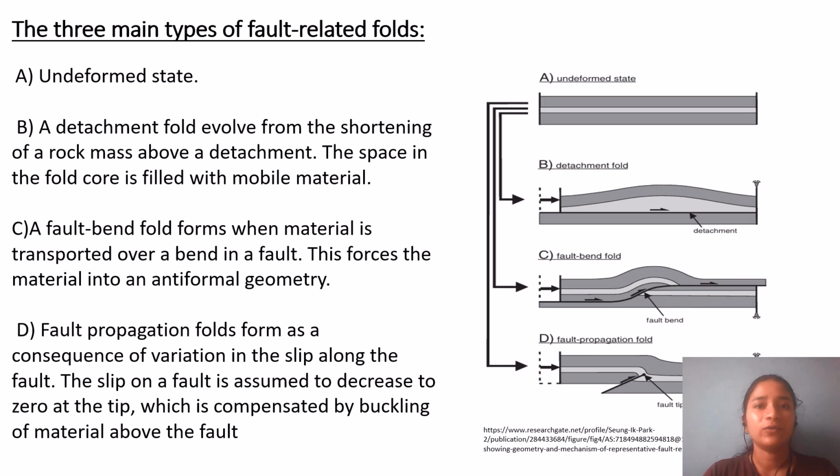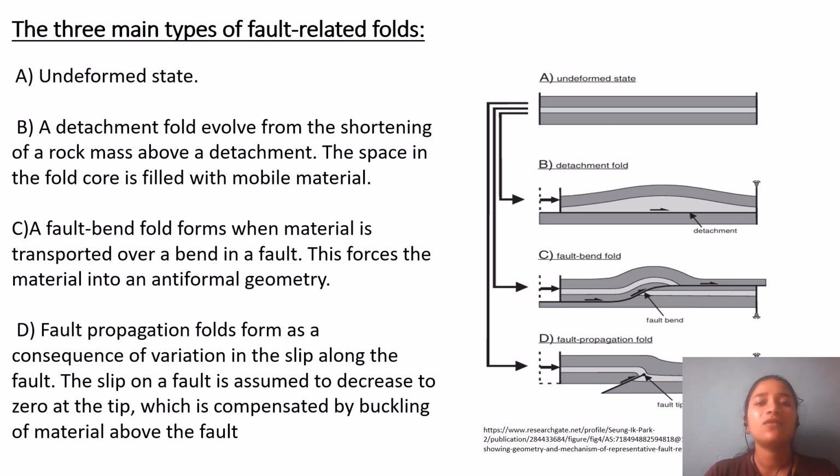Then detachment fold. It forms when the rock layers above a weak or slippery surface, called a detachment, are squeezed. This pressure causes the upper layers to fold, but the core may be filled with soft or mobile material. Then we have the fault-bend fold. This happens when rock layers are pushed over a bend in a fault. As the layers move off and over the bend, they get forced into a fold shape, usually forming an arc or what's called an antiformal structure. Here in figure C, you can see that the fault is taking an antiformal structure-like shape.